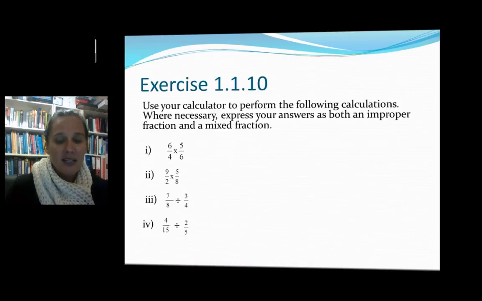So have a try of exercise 1.1.10. Try this by hand and also using your calculator.